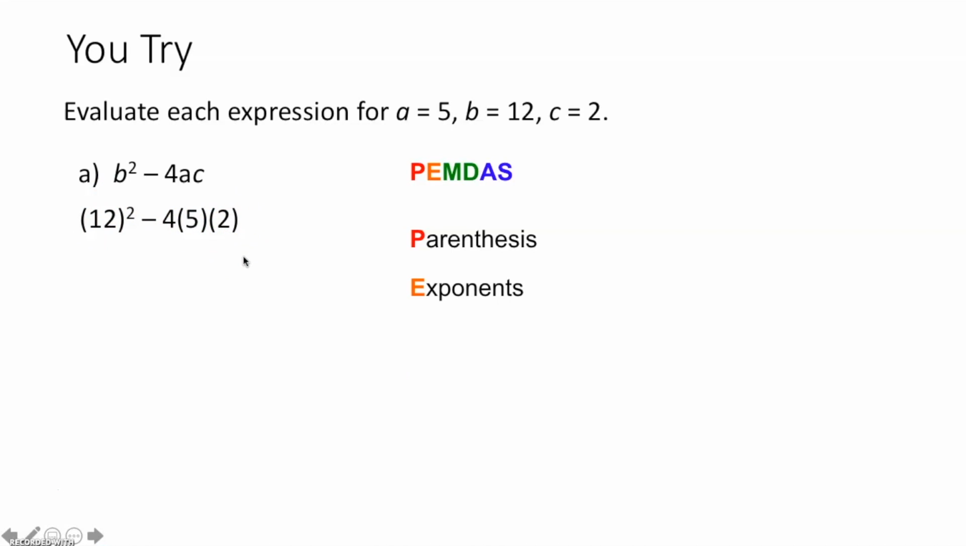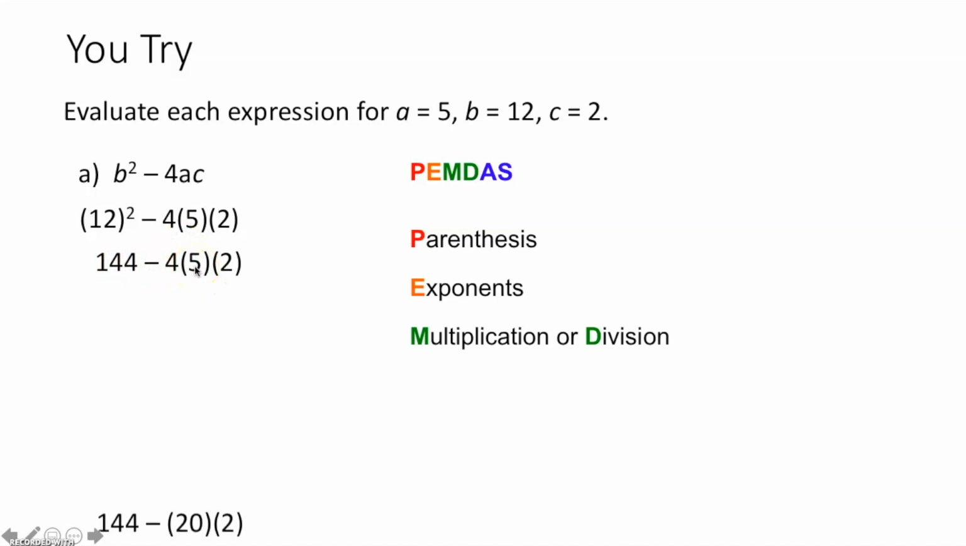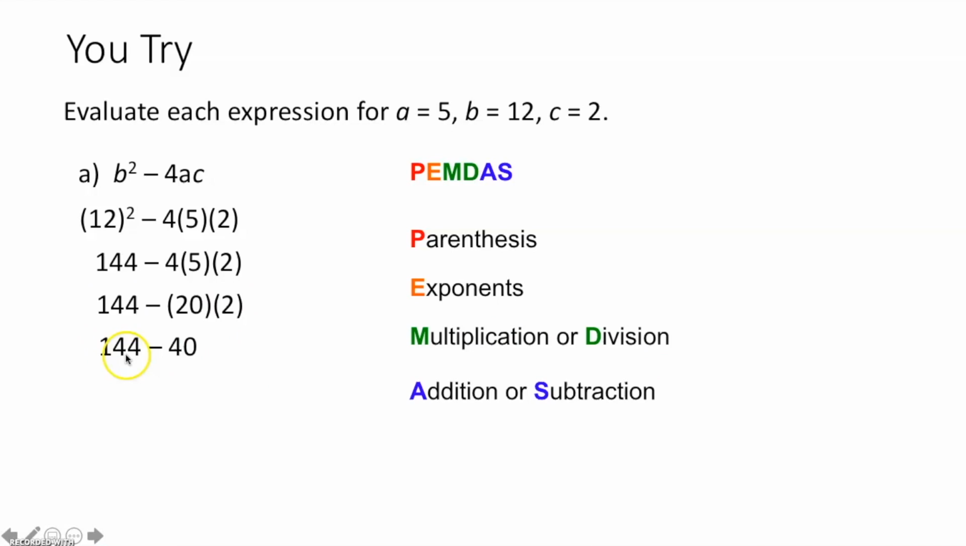Are there any exponents? Yes, we have 12 to the 2nd power. That's going to be 144. Now, there are no more exponents, so we move to multiplication or division from left to right. We start with this. What's 4 times 5? That's going to be 20. Then we move to 20 times 2, and we end up getting 40. Now that we've taken care of all multiplication and division, we move to addition or subtraction, and we have 144 minus 40, which gives you 104, and you're done.